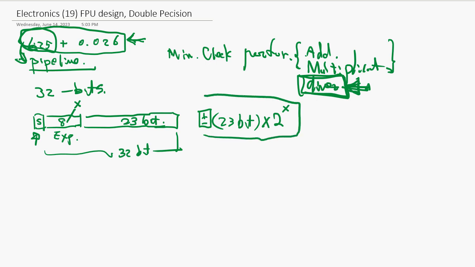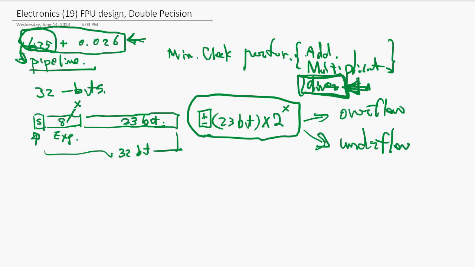And this represents this kind of number. There are a lot of numbers that don't fall into this range. So obviously we have to deal with overflow and underflow. If a number is smaller than the smallest, then it's underflow. If a calculation result causes a number bigger than what you can represent, then it's overflow.